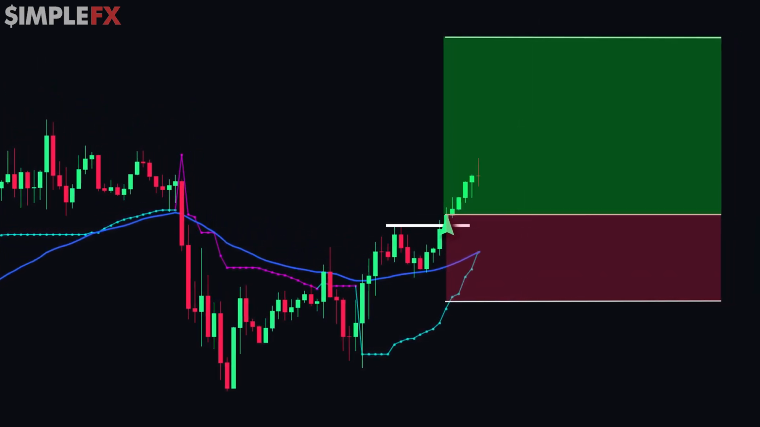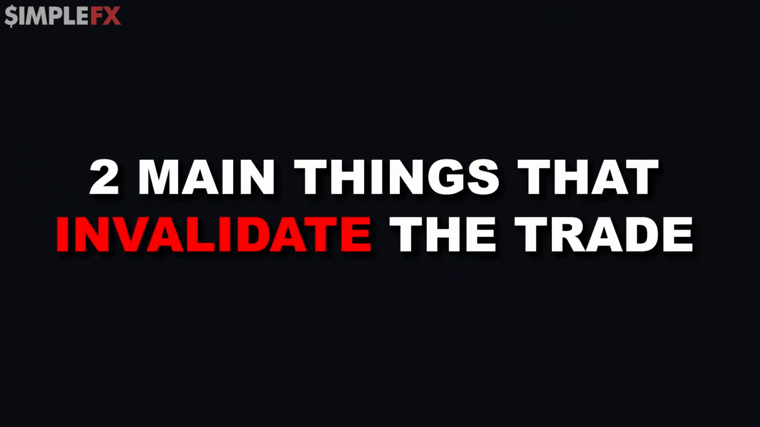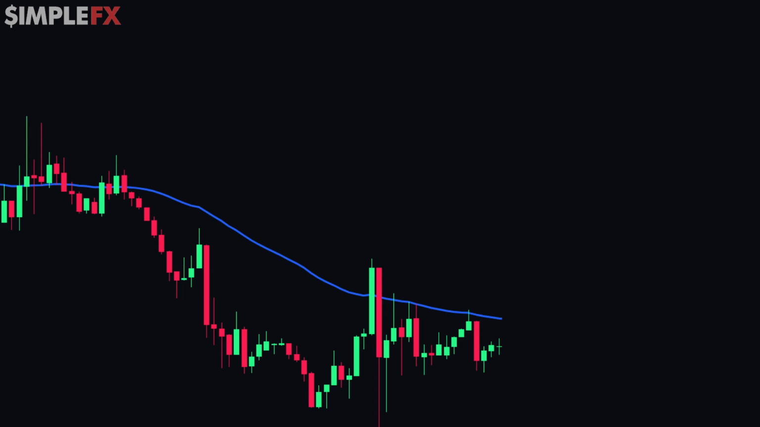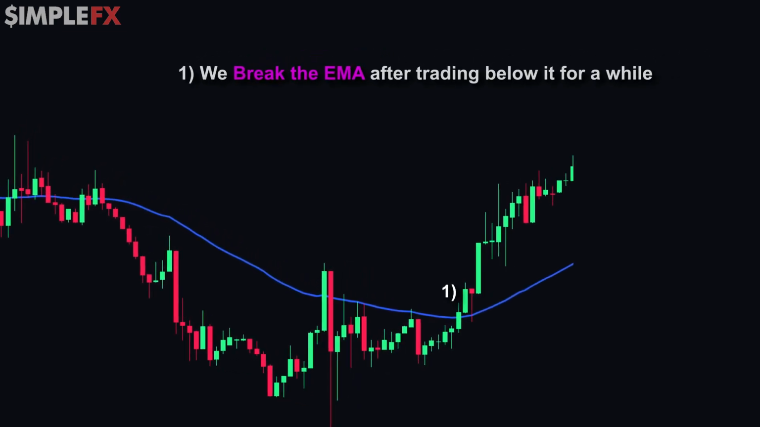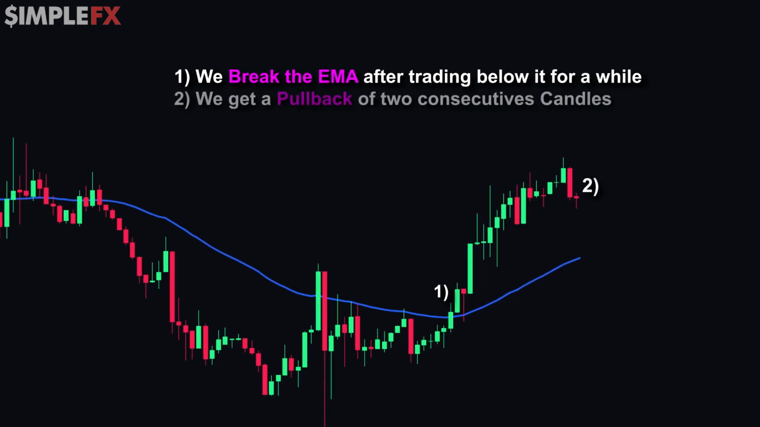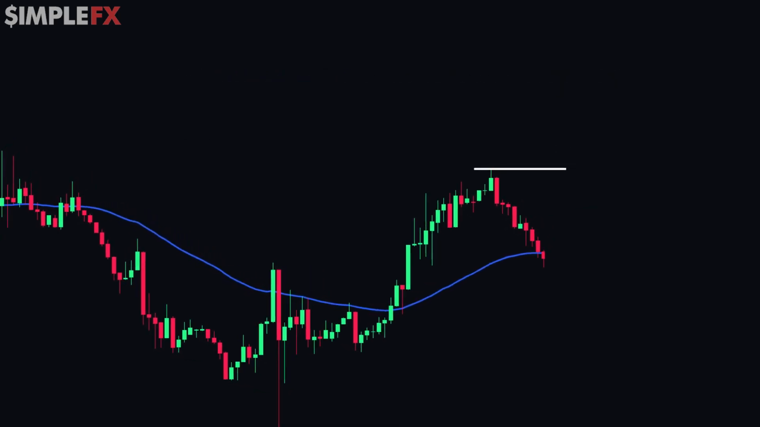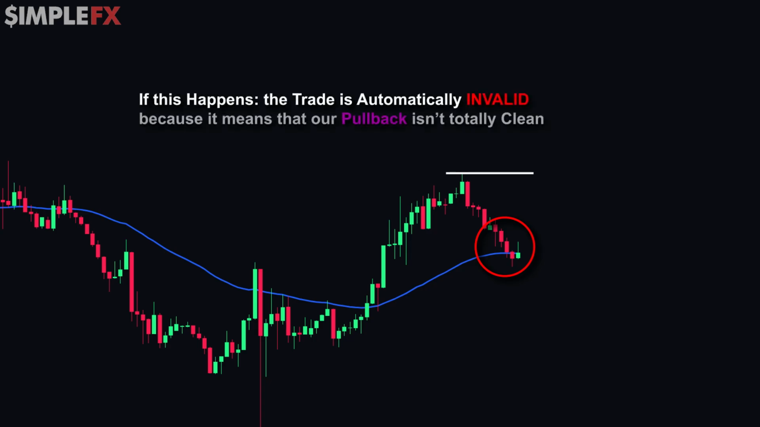Now, while the setup can look perfect, that doesn't always mean that it's a good trade. I have two main things that invalidate the trade for me. First, when we get a pullback but price breaks below the EMA. So let's say that all the first steps in this strategy go according to plan. We break the EMA after trading below it for a while. We then get a pullback of two consecutive candles, which means we can draw the horizontal line. But then, before we manage to break that line, the pullback was so deep that it broke below the EMA. If this happens, the trade is automatically invalid because it means that our pullback isn't totally clean.